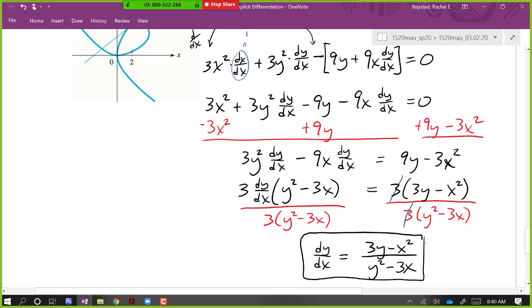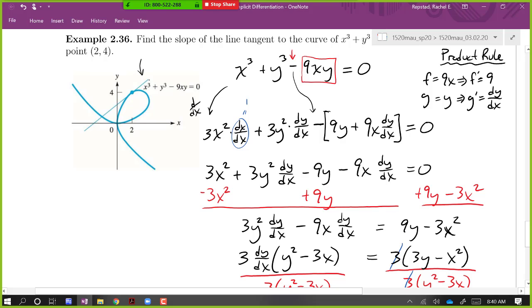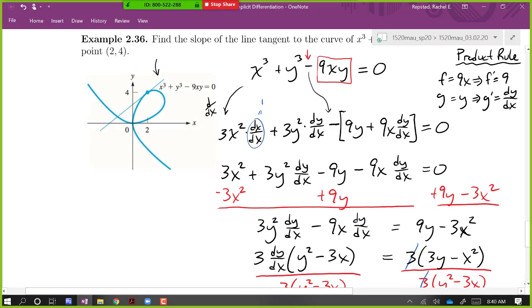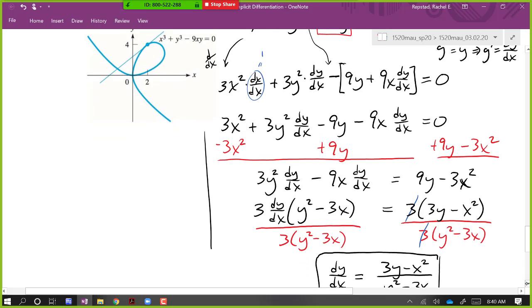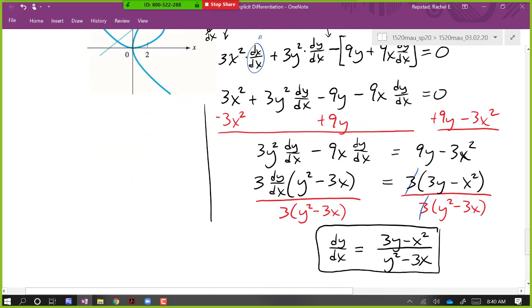So there's the expression for the slope of a tangent at an arbitrary point that's on this curve. And then the only thing left to do to finish this up is to evaluate it, to figure out what that slope is at the point (2, 4). Keeping in mind, if we go up and take a look, we should expect to get a positive slope, it looks like. So dy dx at the point (2, 4).